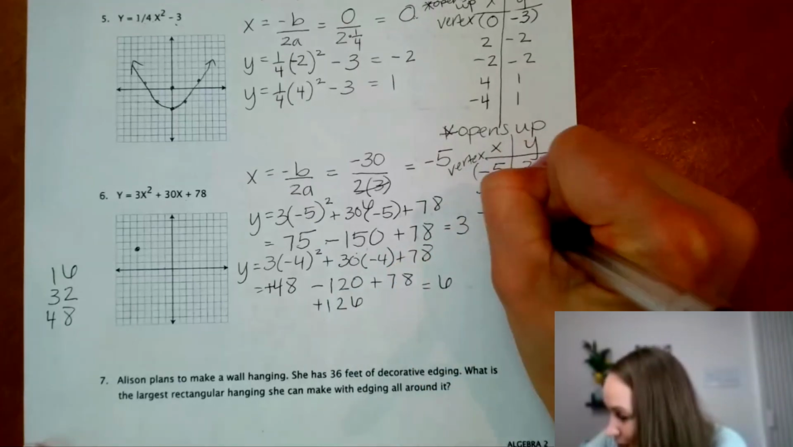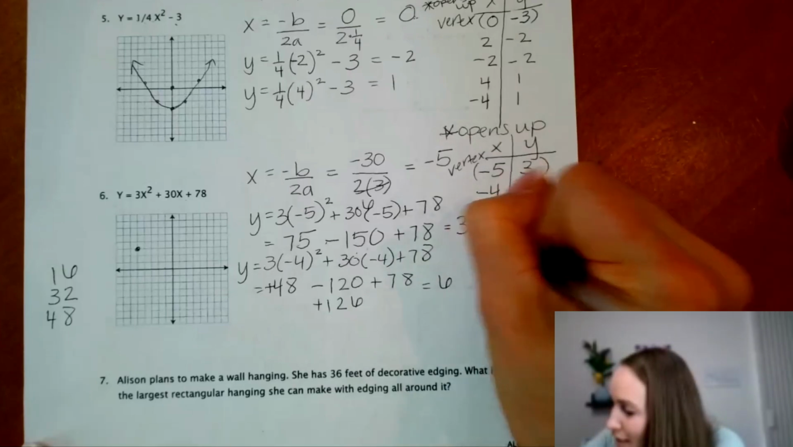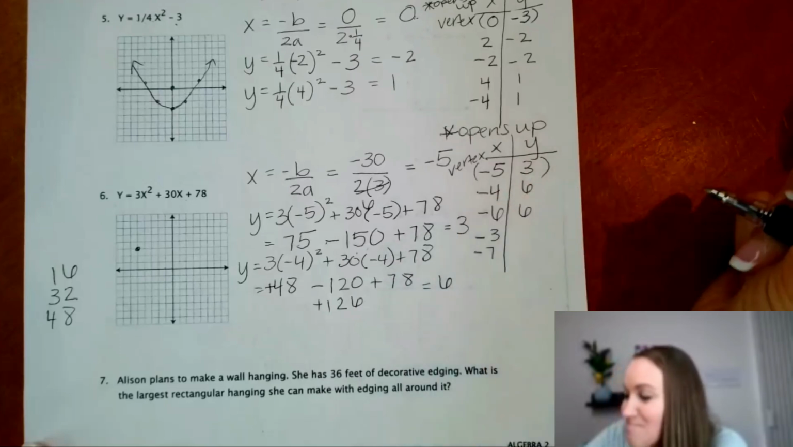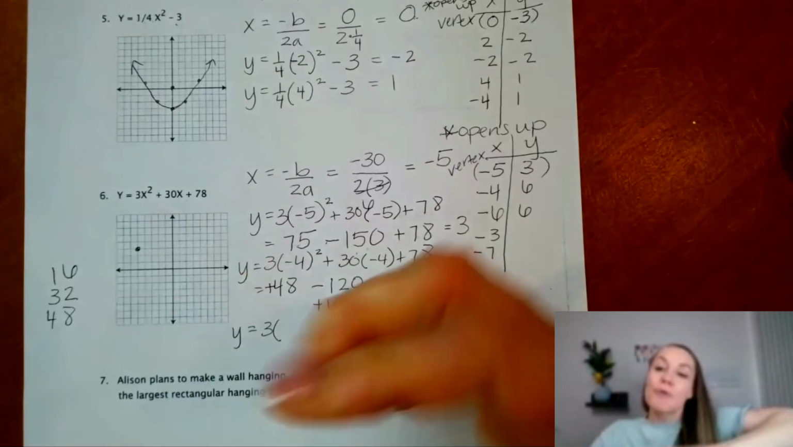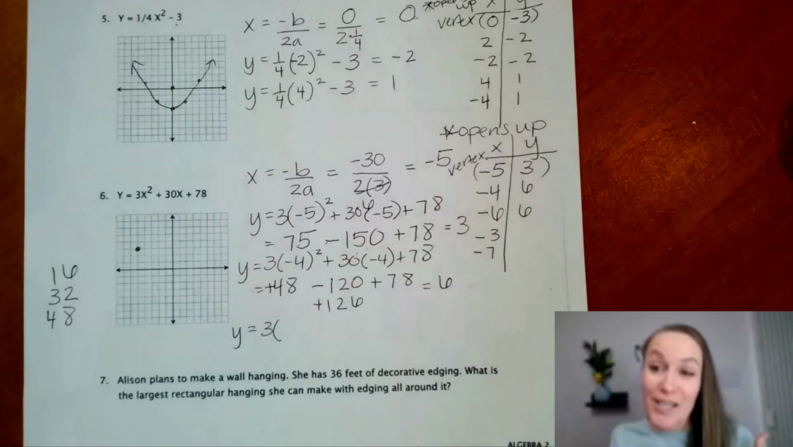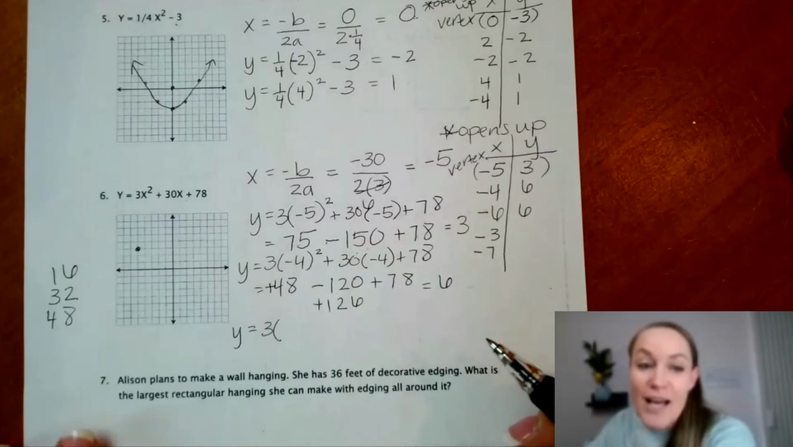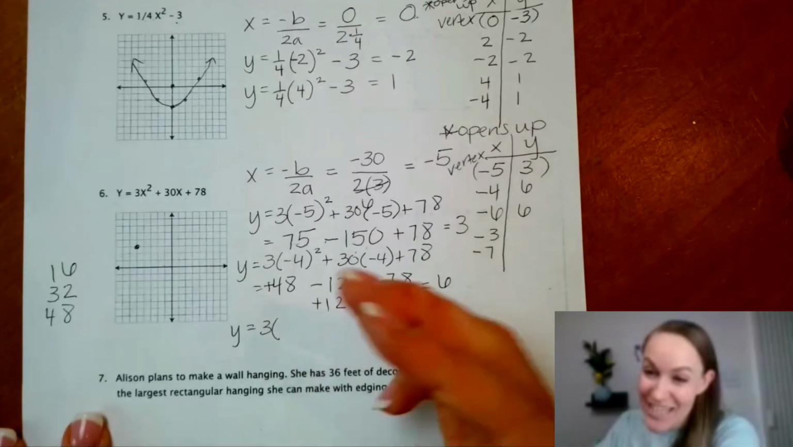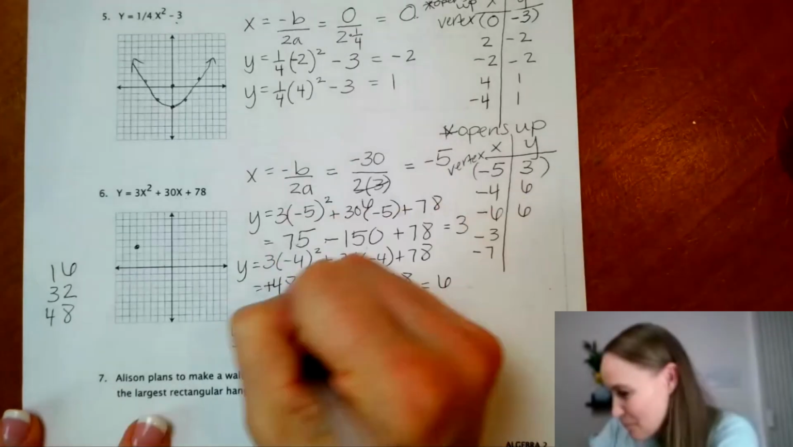Positive 6, positive 6. Okay, let's try to do -3 and -7. Y equals 3. Now I could plug in -7, but I know that's going to give me really big numbers. I'm already dealing with really big numbers in this problem. So I'm going to plug in -3. I'm hoping that when I have to square it or anything like that, it'll make it a little bit smaller so that's more manageable for me.